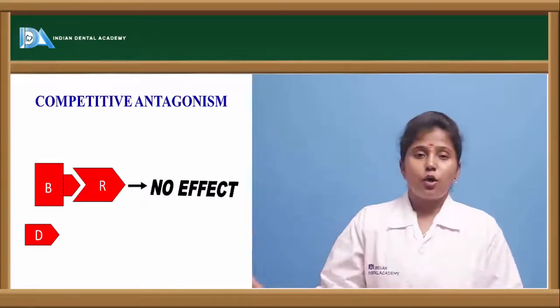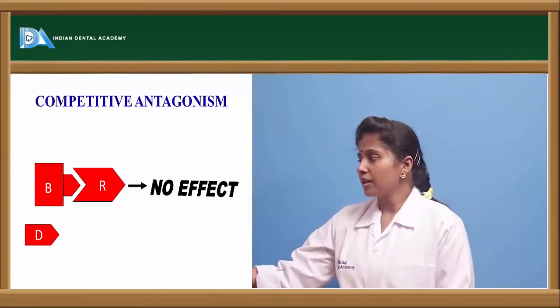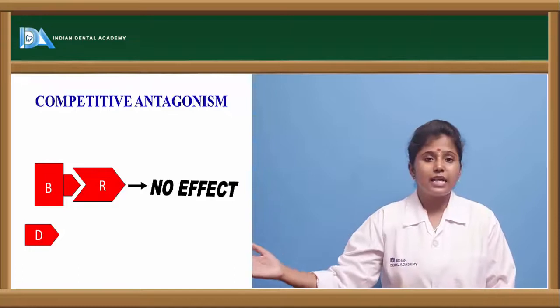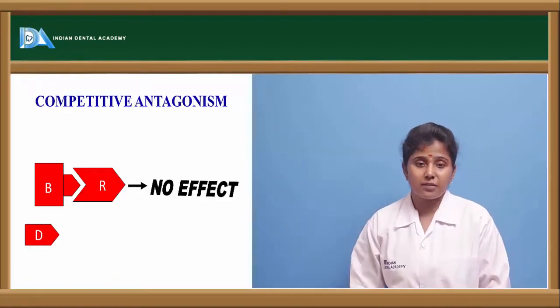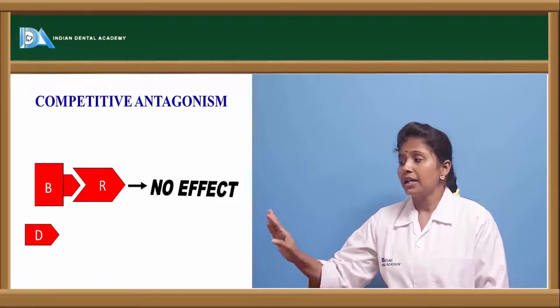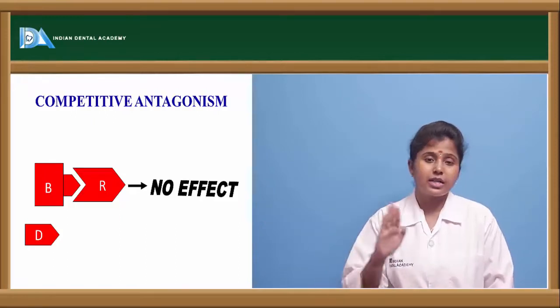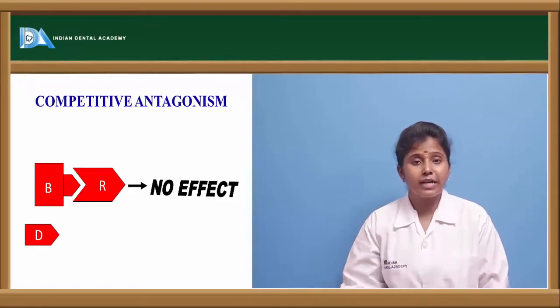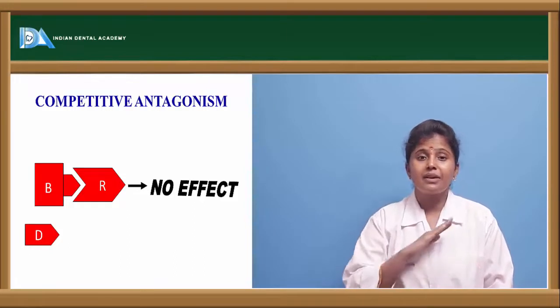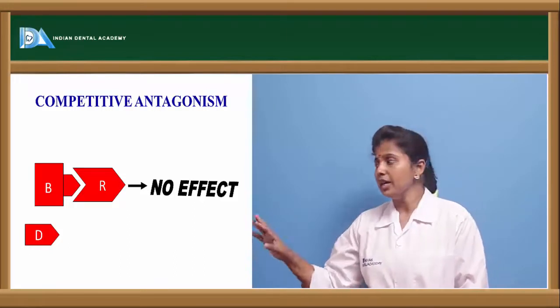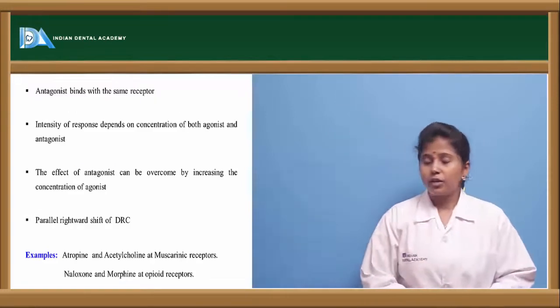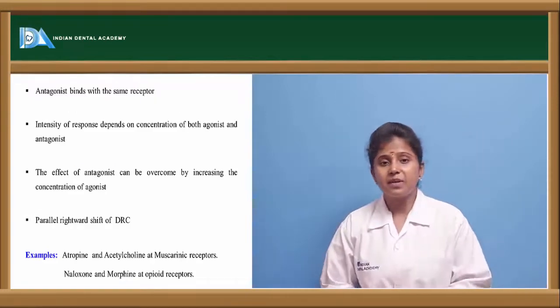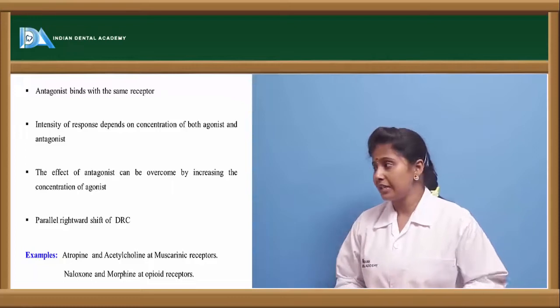And in competitive antagonism, the drug as well as the antagonist are competing with each other for the receptor. And thereby they are not showing any effect, because instead of the drug the antagonist binds, and the antagonist does not have any effect, and thereby the net result is 0. This antagonist binds to the same receptor, replacing the drug's place.